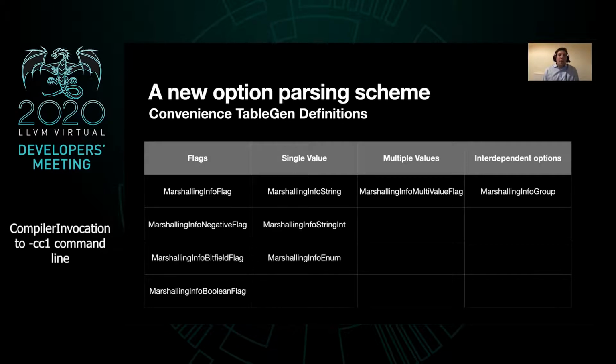We added these mix-ins to the TableGen definitions that can be attached to the option declarations. These specify how to parse the option and conversely how to generate a command line option for it. The major categories are displayed on the slide. I'll give you now a few seconds to read through them.